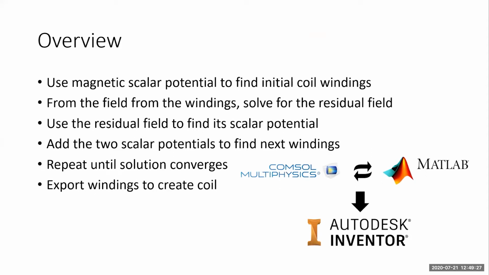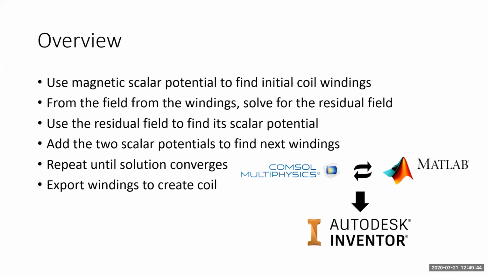Alternatively, you could take the scalar potential from your wires and the scalar potential from your residual field and add them together. And then if you find the windings from that result, your new windings will produce the same result.